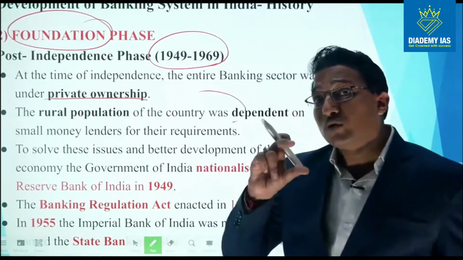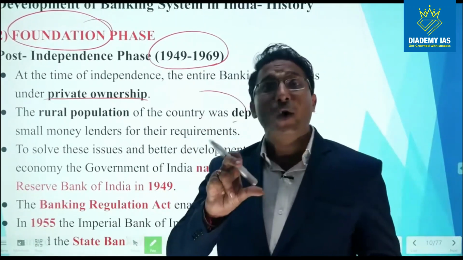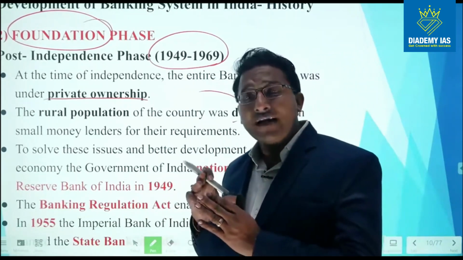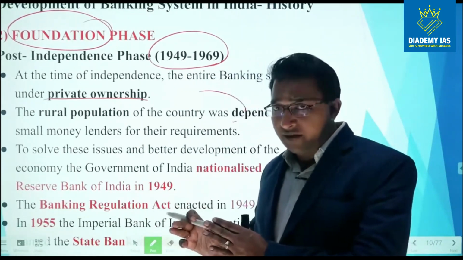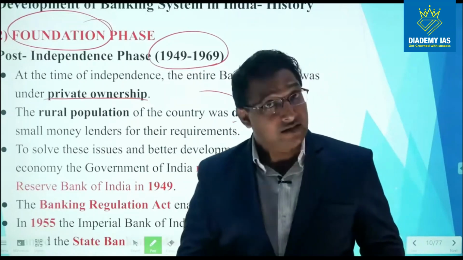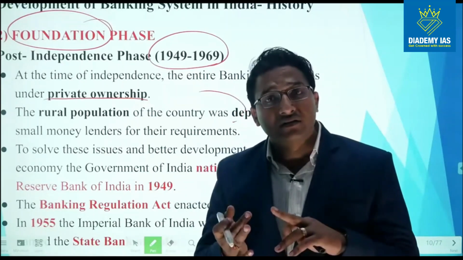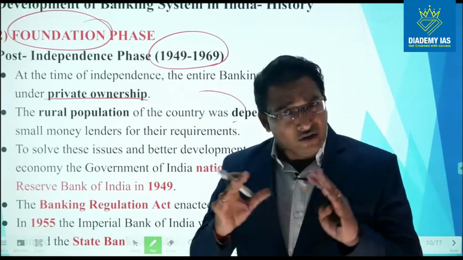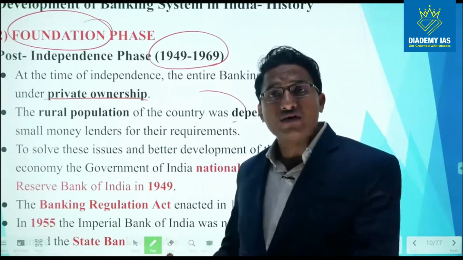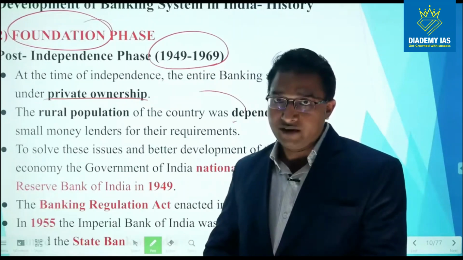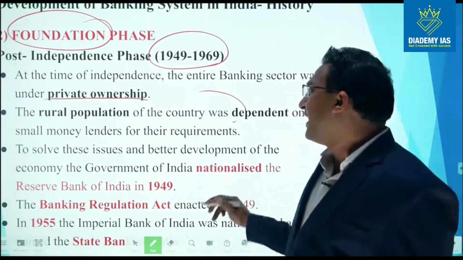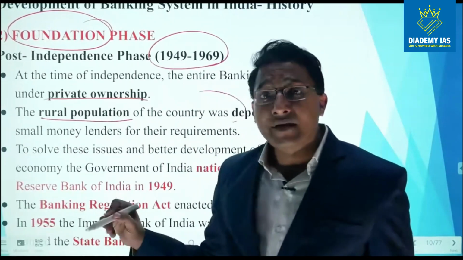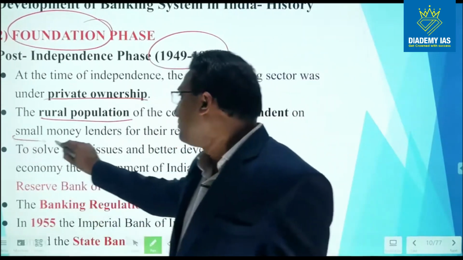So they are giving the loan to the industrialist, to the people who are already rich, right? They are not giving the loan to the people who are at the bottom of the economic pyramid, the people who really need the money, the farmers, the small businessmen, for the government. So they are not interested because those sectors may not be profitable, right? So because of this strategy, the rural population were basically becoming dependent upon the small money lenders.